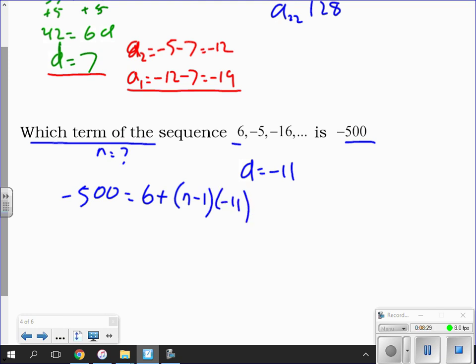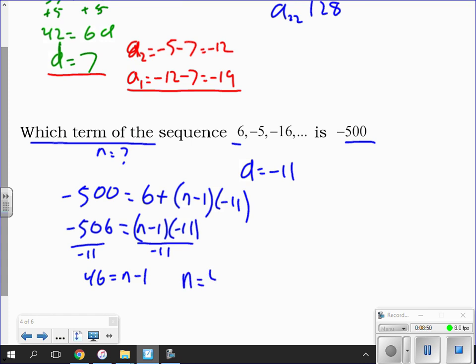So subtract 6, I get negative 506 is equal to N minus 1 times negative 11. There's lots of different ways you can solve this. Divide both sides by negative 11. This is just one way. And I get 46 is equal to N minus 1. So that means N is equal to 47. So the 47th term is 500.